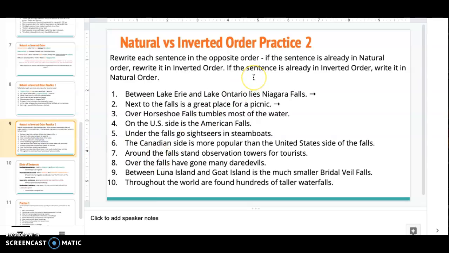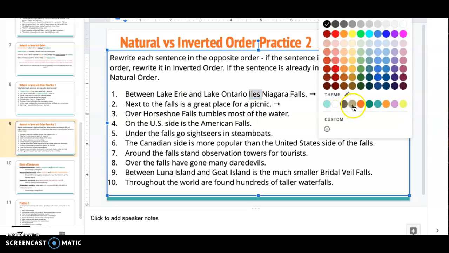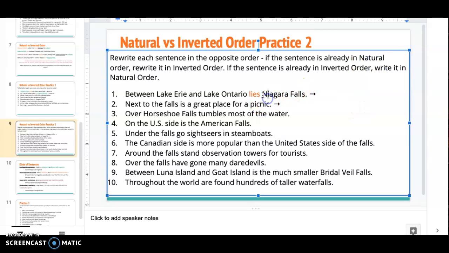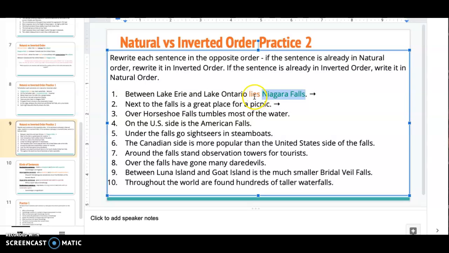The next one here, we're going to look at two sentences. If it's already in natural order, you're going to rewrite it in inverted. And if it's in inverted order, you're going to rewrite it in natural. So first you have to figure out which order it is and then rewrite it. Between Lake Erie and Lake Ontario lies Niagara Falls. Okay, so here I see lies is the action. And I'm thinking, what lies? Well, Niagara Falls lies between them. Okay, so now I see that it is predicate, then subject. So this must be inverted to start.